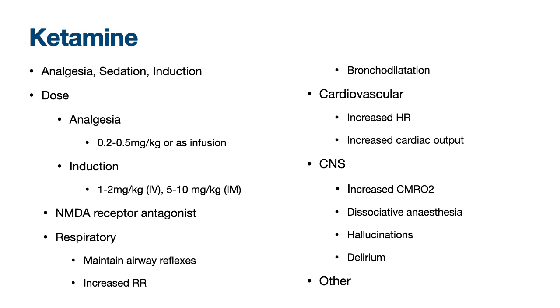The dose is obviously bigger, so between 1 to 2 milligrams per kilo. It can also be used in a particularly agitated patient who doesn't have IV access as an intramuscular injection, up to 10 milligrams per kilo. It's an NMDA receptor antagonist, so that's the same receptors that nitrous oxide works at, which is why you get pain relief as well as anaesthesia with bigger doses.